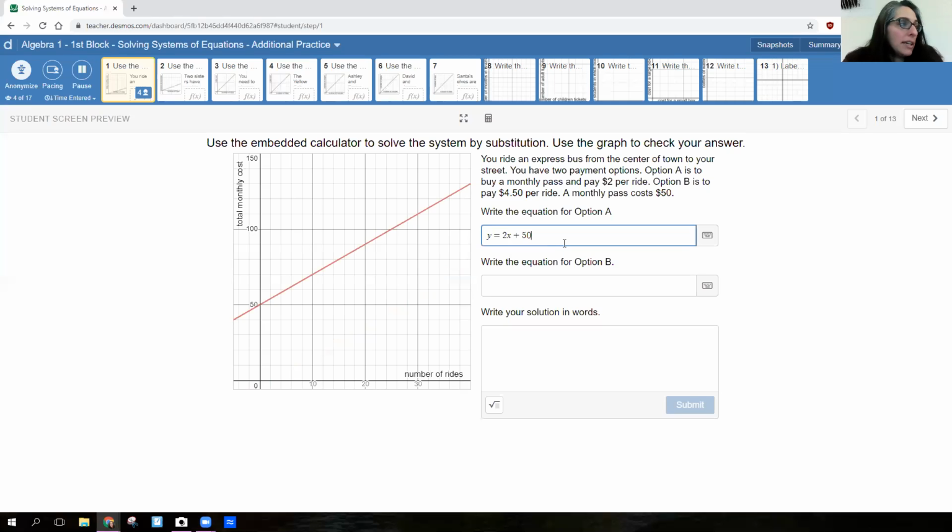Option B is to pay $4.50 per ride. Option B is not making you pay for a monthly pass. Option B is just pay the $4.50 every time you're going to take the bus, and that's it. No monthly pass. So for that one, you're going to say Y equals $4.50 X. Okay. You don't put the plus 50 on that one because you're not buying the monthly pass for option B, only option A. So now you need to come up with the solution.